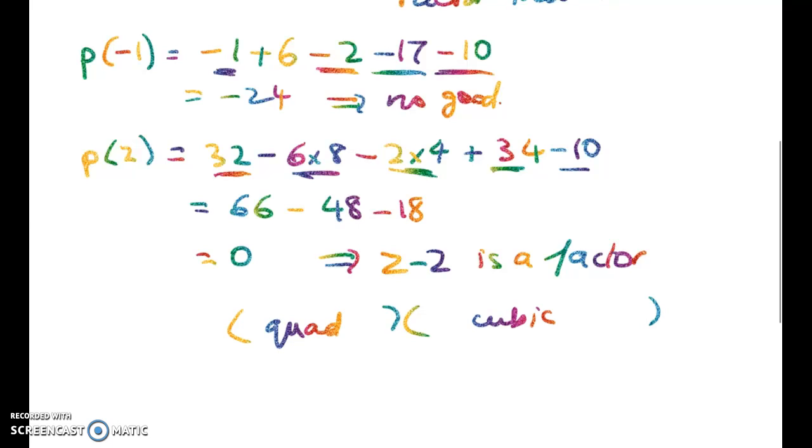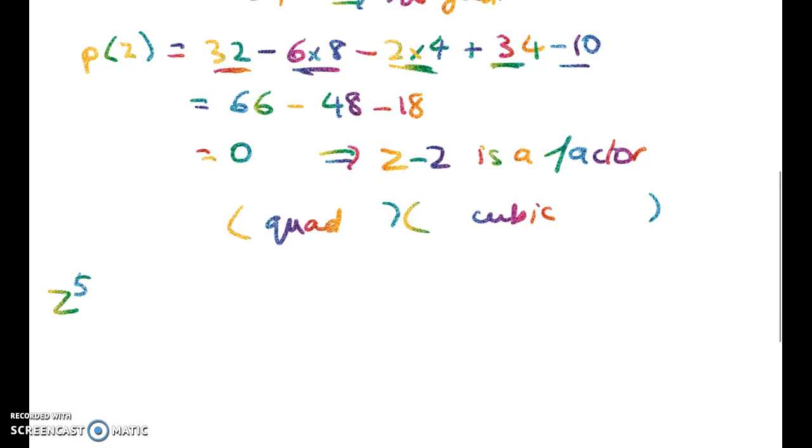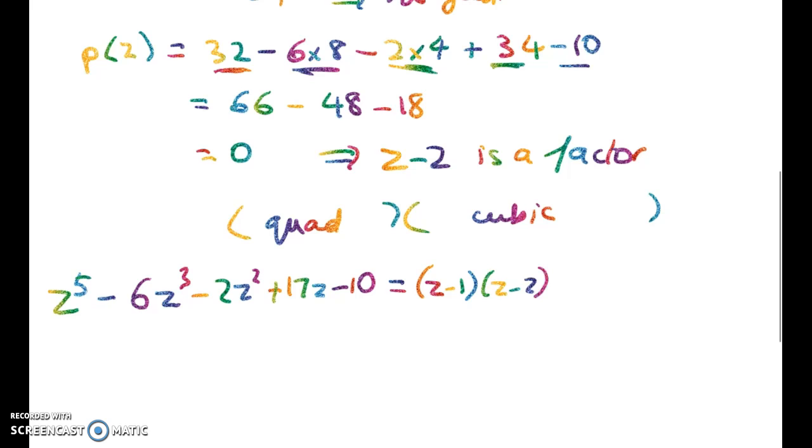You could keep on going and do a bit more guess and checking, but eventually you're going to hit some complex roots. So it's up to you really when you stop and start the harder part. So let's write it out now. What have we got? Well, we've got z to the 5, so the polynomial on this side, and it equals z minus 1 times z minus 2 times a cubic.